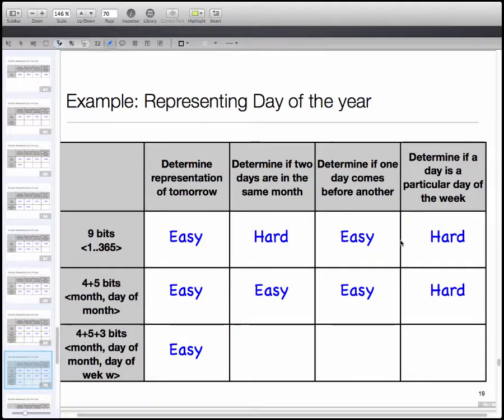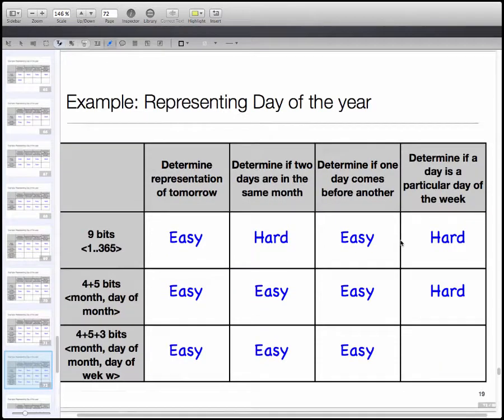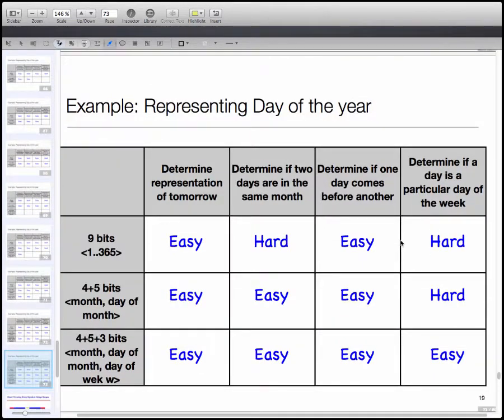Now all operations become easy in this particular case, but I'm using more bits. So sometimes by throwing more bits at the problem, you can make operations easier, and that may dictate your choices. So it depends on what operation you are doing. That's what one needs to think about.